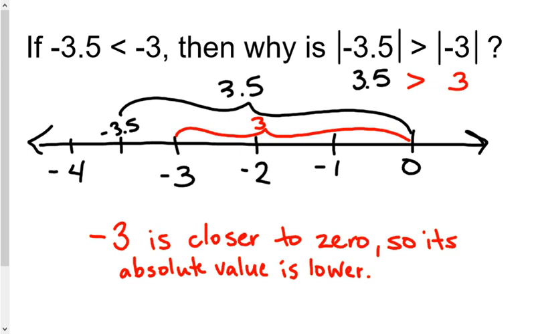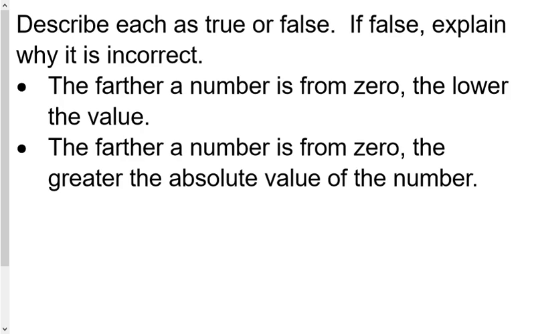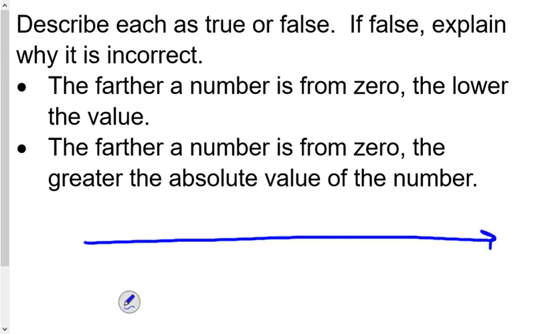Couple more questions here. Describe each as true or false. And if it's false, explain why it is incorrect. The farther a number is from 0, the lower the value. So let's think about that a minute. Here's 0. Here's negative 1, negative 2, negative 3. Well, it does look like as we get further away from 0, we're going lower.